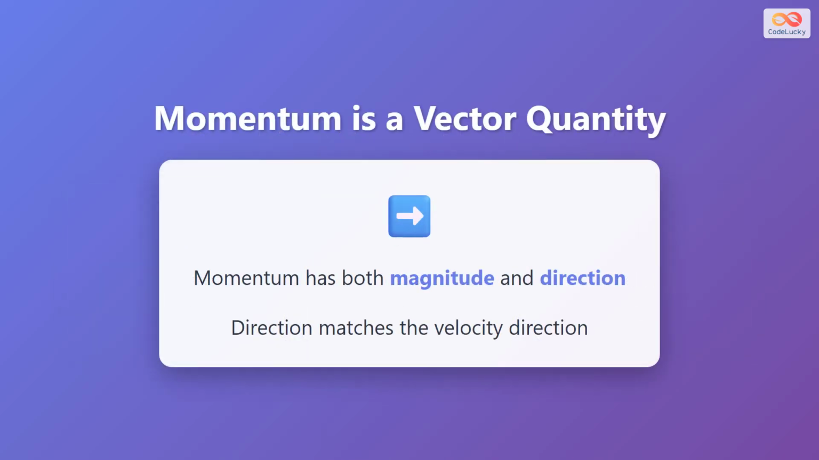An important characteristic of momentum is that it's a vector quantity. This means momentum has both magnitude and direction. The magnitude tells us how much momentum an object has, while the direction matches the direction of the object's velocity. So if a car is moving north at a certain speed, its momentum also points north.